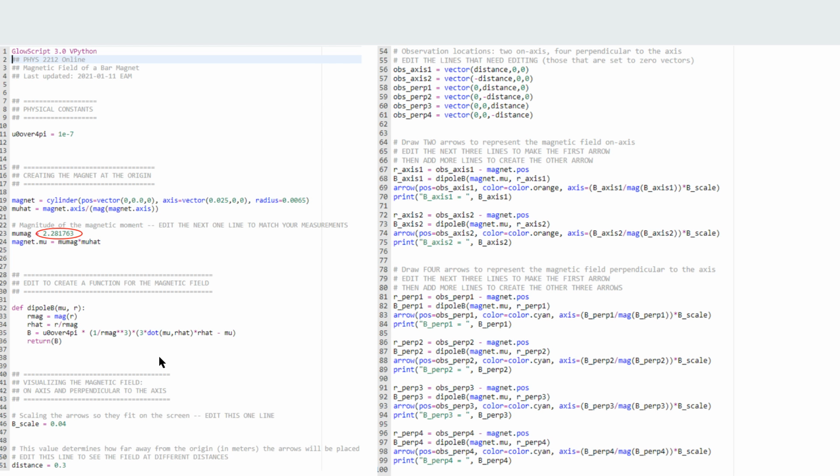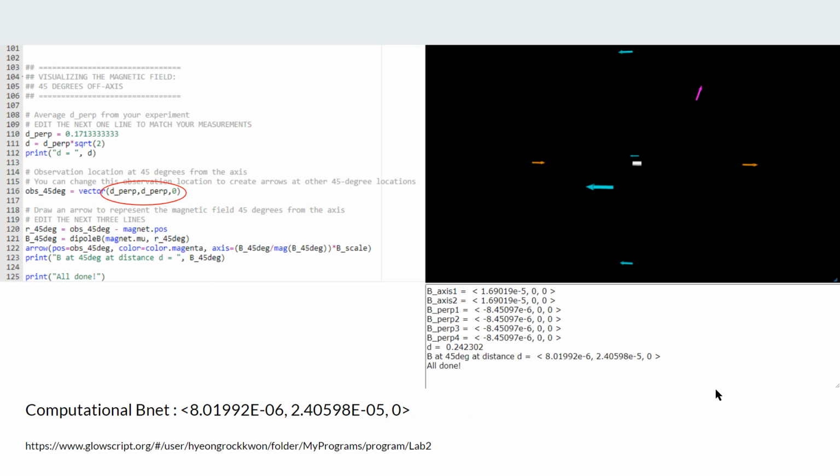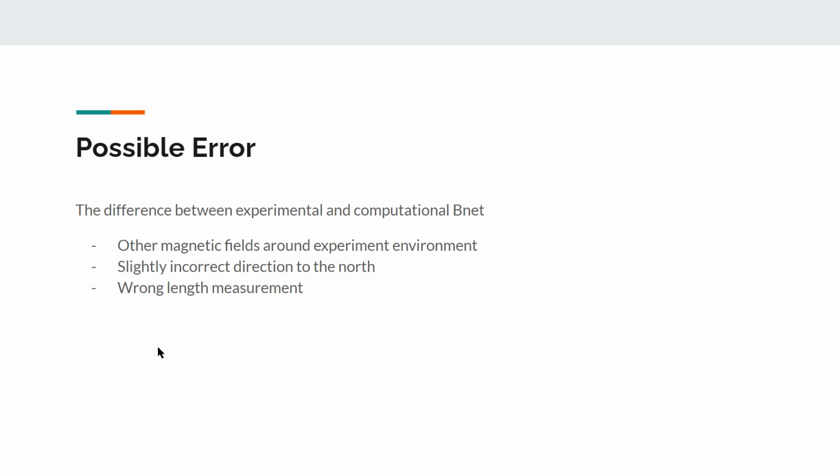This is my coding section. I put the magnetic dipole moment magnitude in the red circle, this one, and I put the Biot-Savart law below and set the proposed scale and distance, and visualize the magnetic field on different axes, total 6 ones. And to visualize the 45-degree magnetic field, I put the distance and vector, and you can see the total 7 vectors for the magnetic field and the computation of magnetic field vectors here. And you can identify the differences between experimental and computational magnetic field vectors.